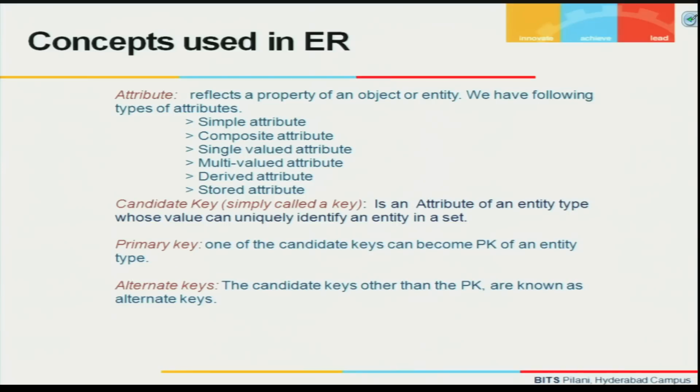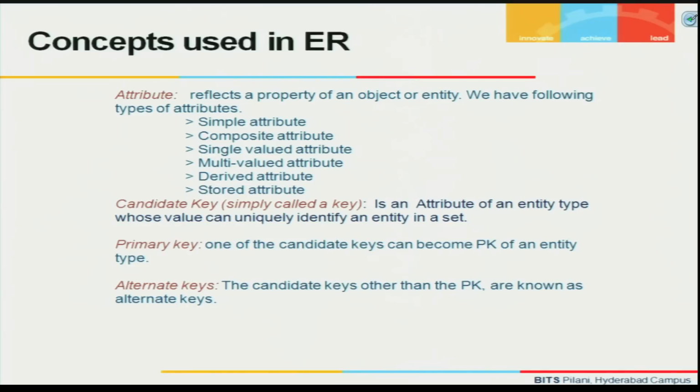Similarly, if we look at primary key, there can be any number of keys or candidate keys for a given entity type, and one among them will become the primary key of the entity type, and then all the remaining candidate keys will become the alternate keys. We call them alternate keys. There can be any number of candidate keys.